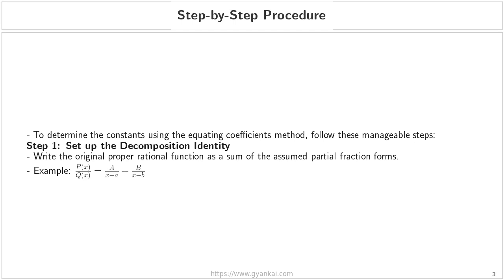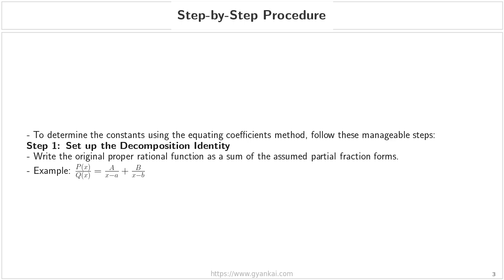First, step 1, set up the decomposition identity. This is where you simply write out the equation that represents your partial fraction decomposition. Remember, we've already figured out what form the decomposition will take. We're just writing it down now.